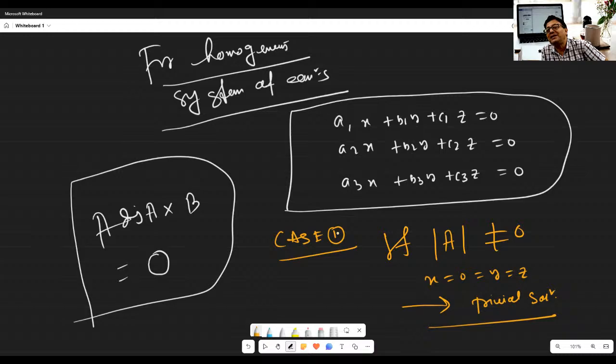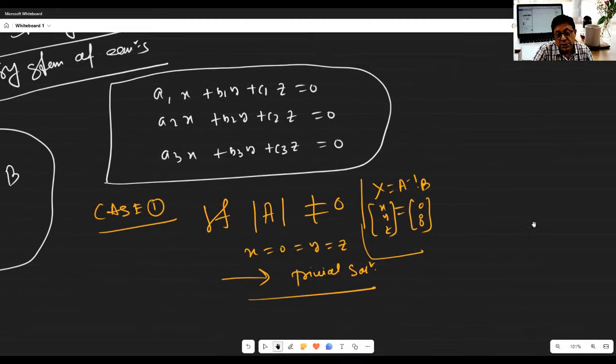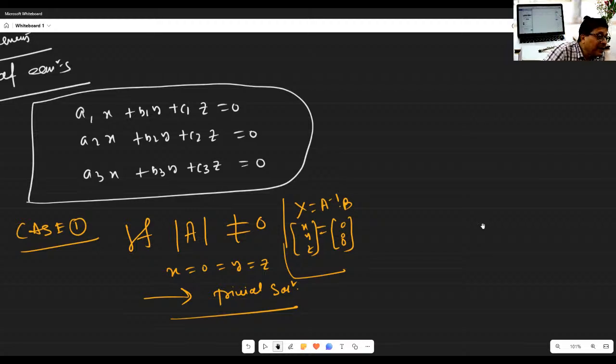x is 0, y is 0, z is 0. Why? Because X is A inverse into B, and permanently you are getting a 0 matrix over there, isn't it? And this side is x, y, z. So what do you get? x is 0, y is 0, z is 0. But if delta equals 0, then what will happen? Do I need to check adjoint A into B? No, because it is permanently equal to 0. So in this case we will say that the system of equations has infinitely many solutions.